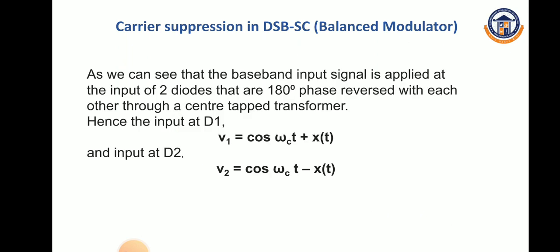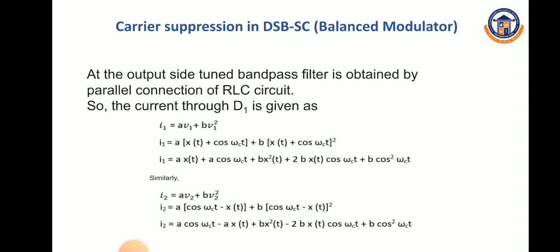and after diode 1 and diode 2 we will have a resistance and capacitance. So hence the input at diode 1 is V1 equals cos omega ct plus x of t, and at diode 2, V2 is equal to cos omega ct minus x of t. So at the output side, a tuned bandpass filter is obtained, the parallel connection of RLC circuits. You saw that in the diagram itself.